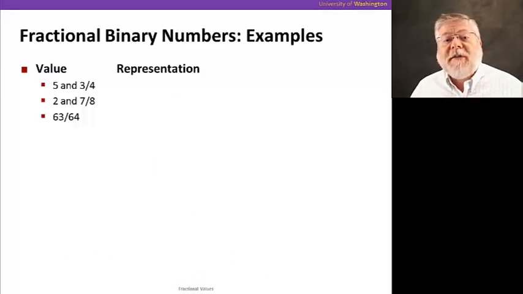Let's start with 5 3/4. How would we represent that? Well, the 5, which is going to be to the left of the binary point, is pretty easy. That's just 1, 0, 1. Then the 3/4 on the right-hand side of the binary point is equivalent to a half plus a fourth. So those are going to be represented as 1, 1 in the halves and quarters column. So we'd expect that representation to look like this. 101 for the 5, binary point, then 1/2 plus 1/4 for the 3/4.